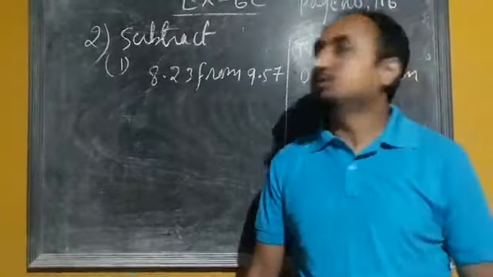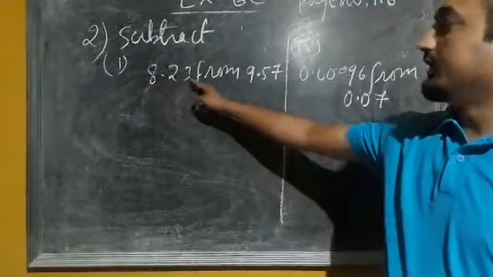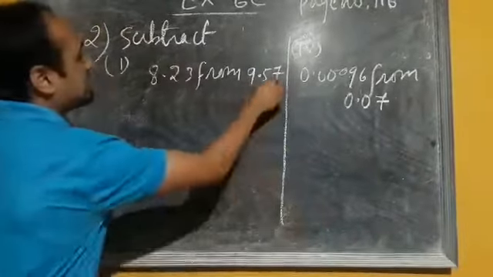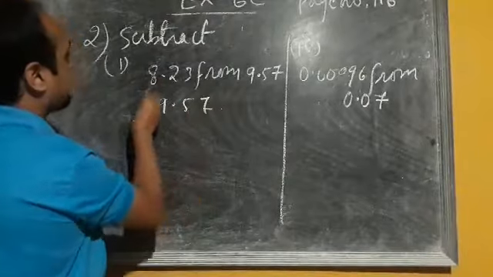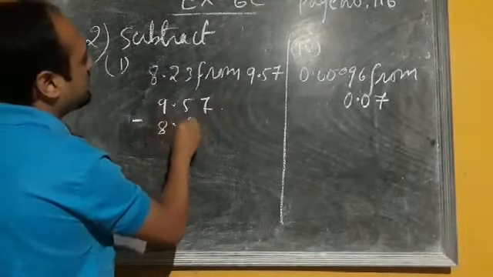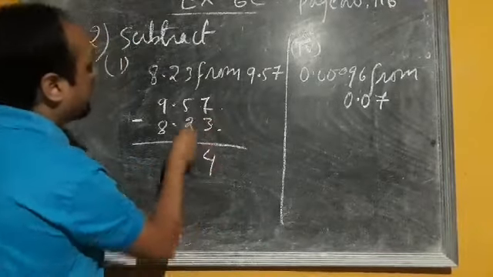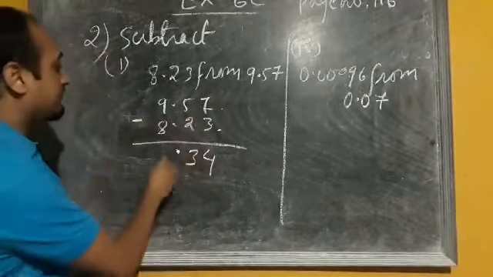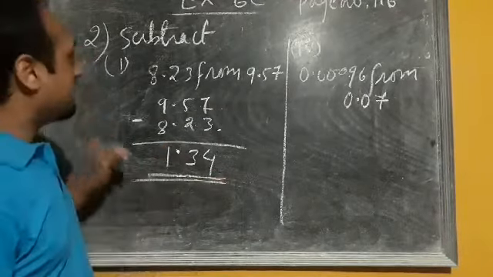Now for the next question we have subtraction. Subtract 8.23 from 9.57. First we'll write this number, 9.57 minus 8.23. So 7 minus 3 is 4, 5 minus 2 is 3, and 9 minus 8 is 1. So this is your answer for question number 1.